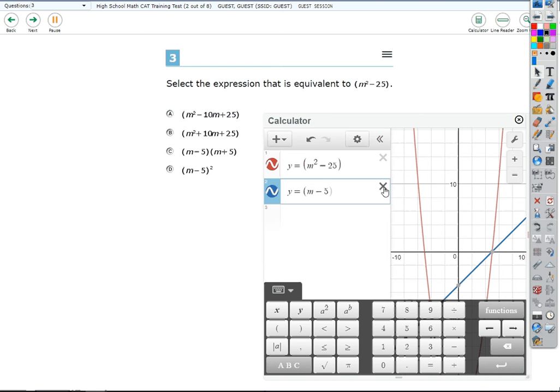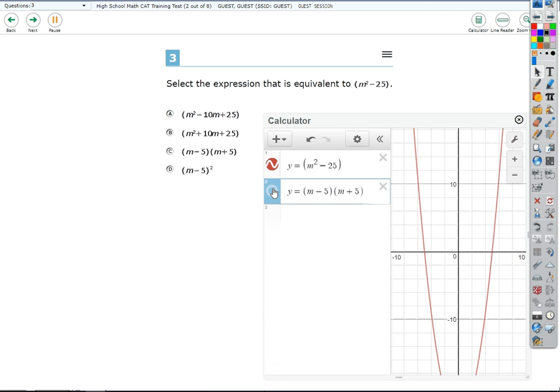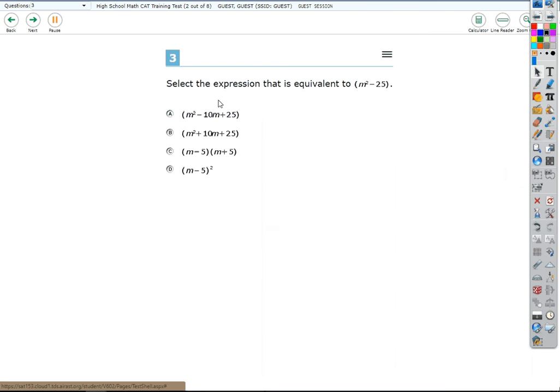m minus 5 times m plus 5. Oops. So what do you notice? They're the same. If I turn the second one off, if I click on the blue to turn it off, I can see that they overlap exactly. So obviously those are the ones that are the same, right? Okay. If you use Desmos on this, these get pretty easy.